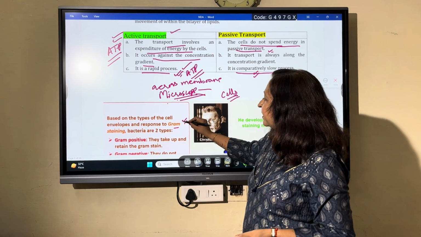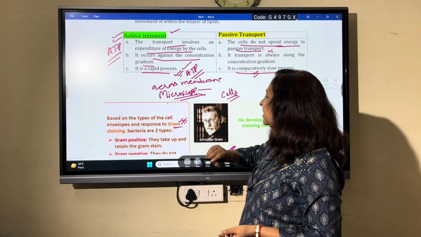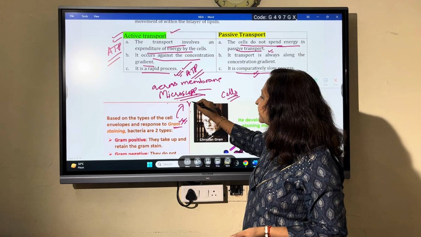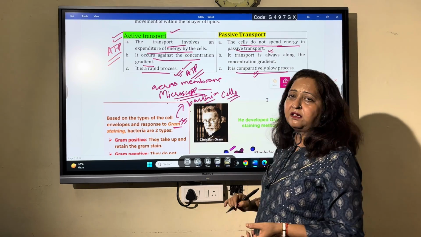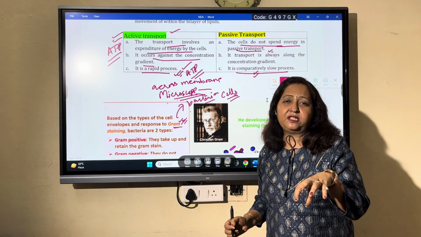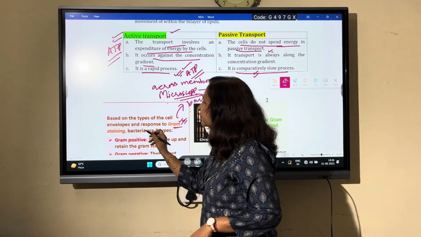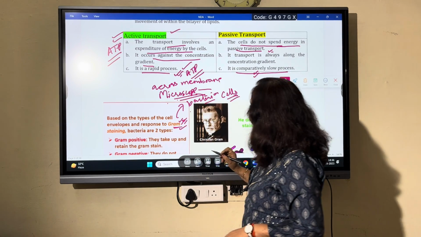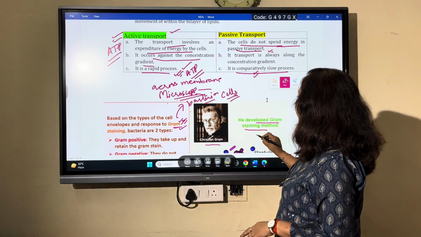So a particular process is there, like gram staining. This gram staining is only for bacteria. If we want to see bacteria under a microscope, we have to stain these bacteria with gram staining. Now this gram staining was developed by the scientist Christian Gram. He developed this gram staining method.